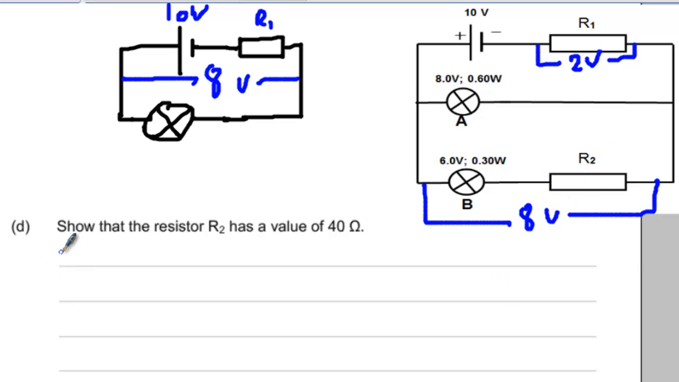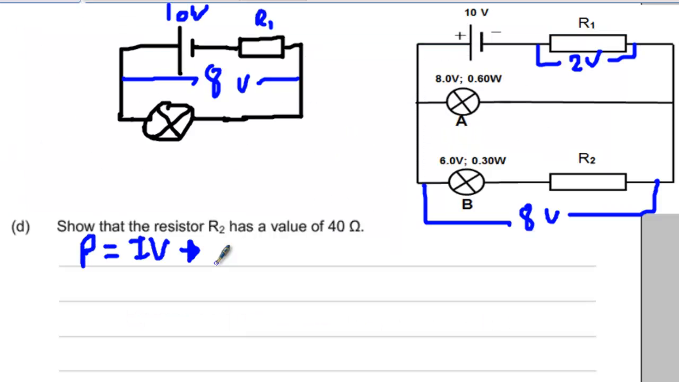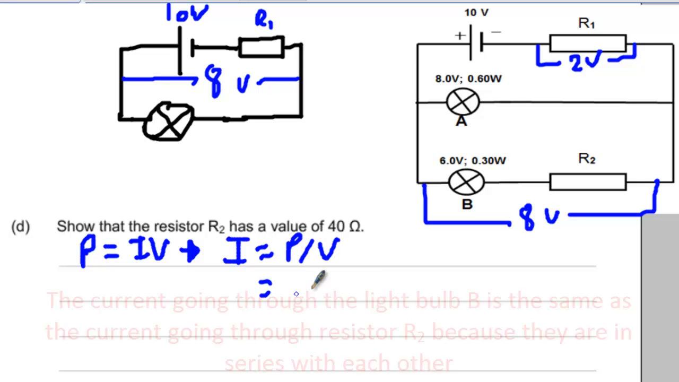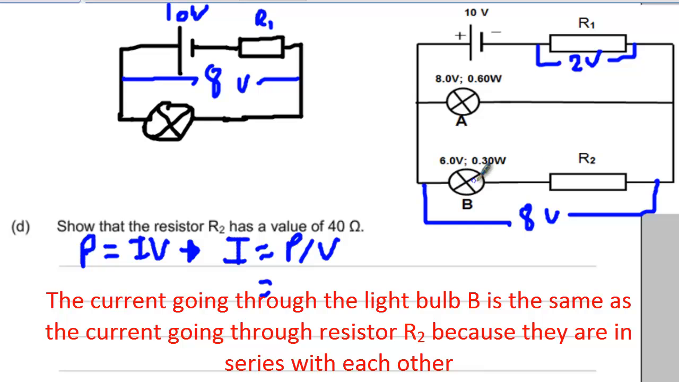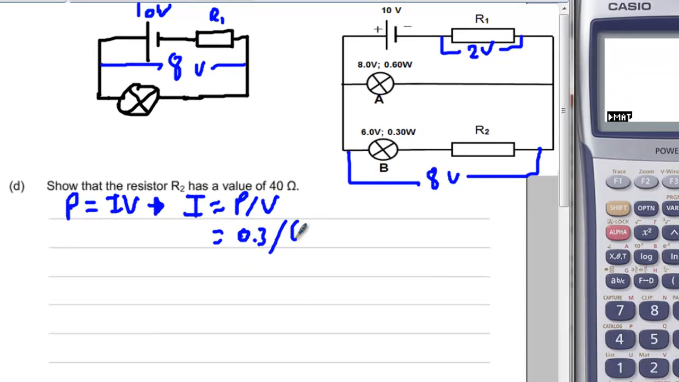So the first thing we need to do to show that that resistance R2 has a value of 40 ohms is to work out the current. And we're simply going to use the same formula we used in question C, power equals IV. We're going to rearrange it just like we did in C to make I equal P over V, because the current going through the light bulb is the same as the current going through the resistor, because these two are in series. Okay, so we know that the power output of this light bulb is 0.3 watts, and the voltage it's running at is 6.